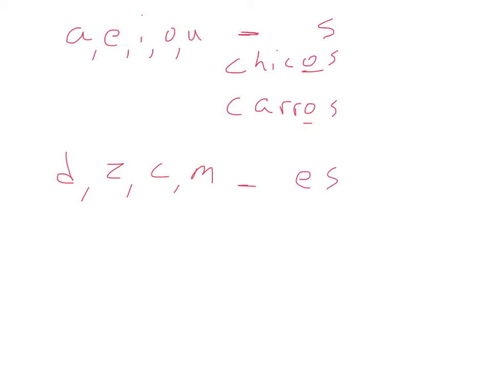For example, comunidad, community, ends in a consonant. To say communities, you'd add an ES. So in English, we'd pronounce this comunidades, but in Spanish, it's comunidades. Comunidades. You pronounce every letter.